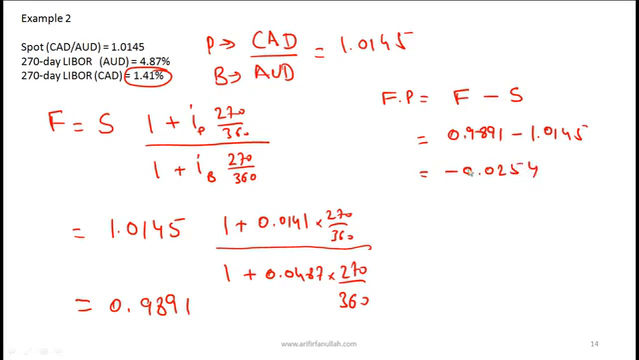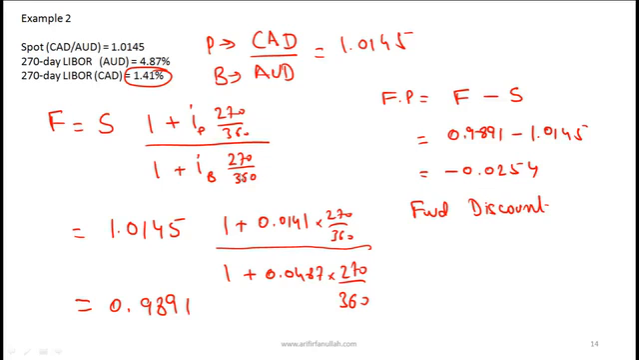When we have a negative premium, this is also referred to as a forward discount. So we can either say that the forward premium is minus 0.0254, or we can say that the forward discount is 0.0254.